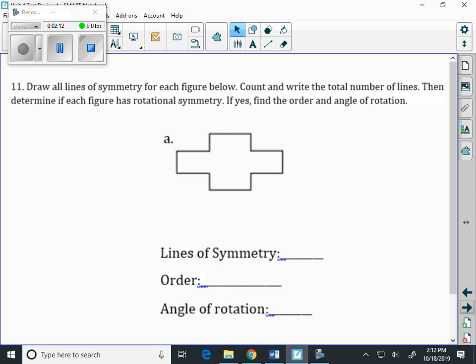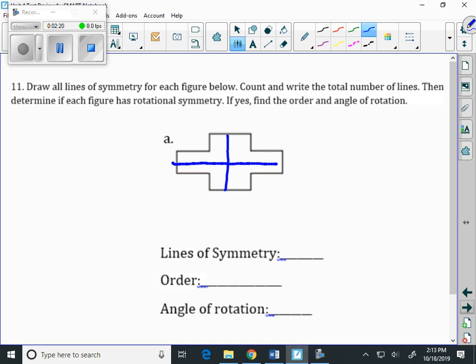Well, lines of symmetry. There's a line that goes right down the middle vertically, and there's a line that goes right down the middle horizontally. So there's two lines of symmetry.